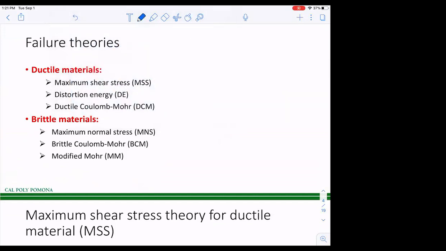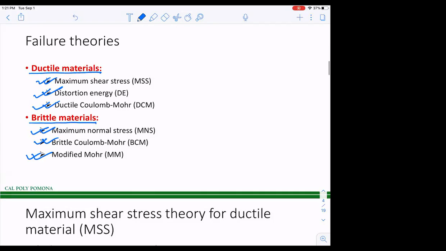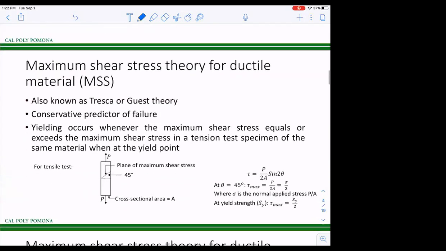So we have 3 failure theories for ductile material: maximum shear stress, distortion energy, ductile Coulomb-Mohr theory. For brittle materials, again, we have 3: maximum normal stress theory, brittle Coulomb-Mohr theory, modified Mohr theory. Okay, so you're going to start with ductile material.